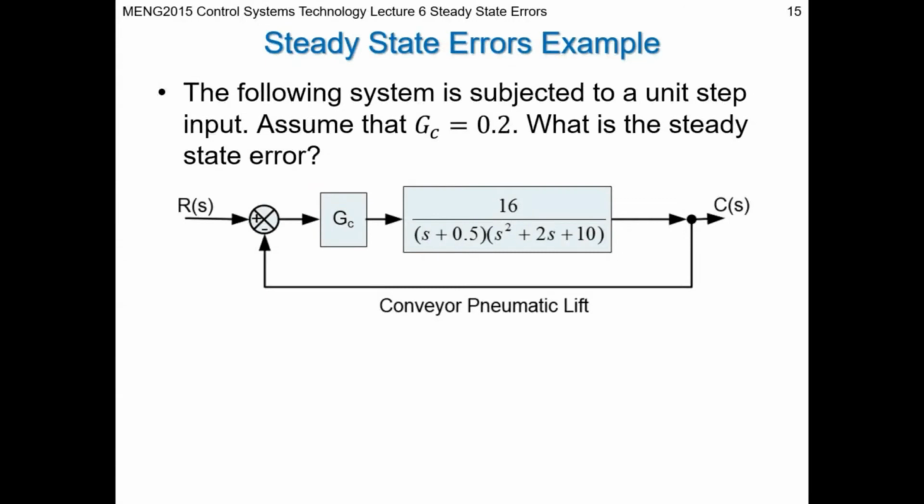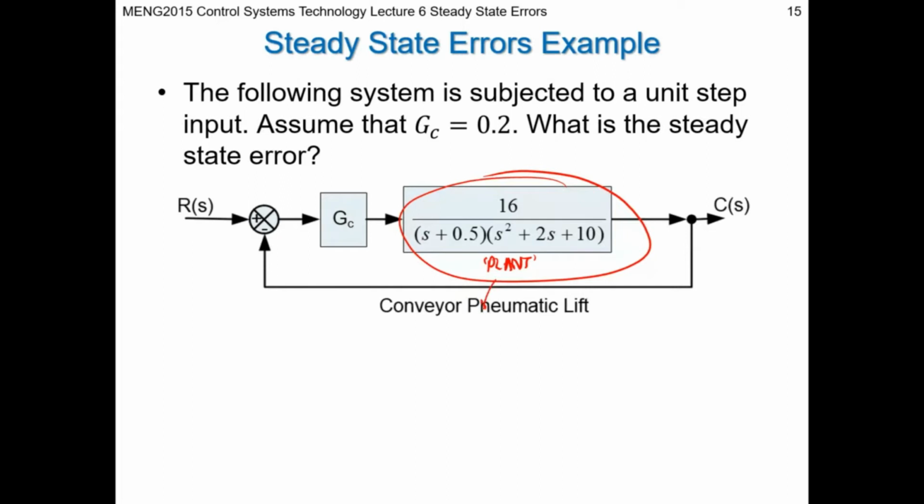Now in this example, we're saying that we have a conveyor belt, so we're trying to make some real life examples here. We've got a conveyor with a pneumatic lift, so items run along the conveyor, then the lift takes those items. It could be, say, a box of parts running along a roller conveyor. It gets to a certain point, and the box has to be lifted up to the next level of conveyors at a higher elevation. So this is a pneumatic lift in a conveyor system, and you can see the transfer function there for the plant.